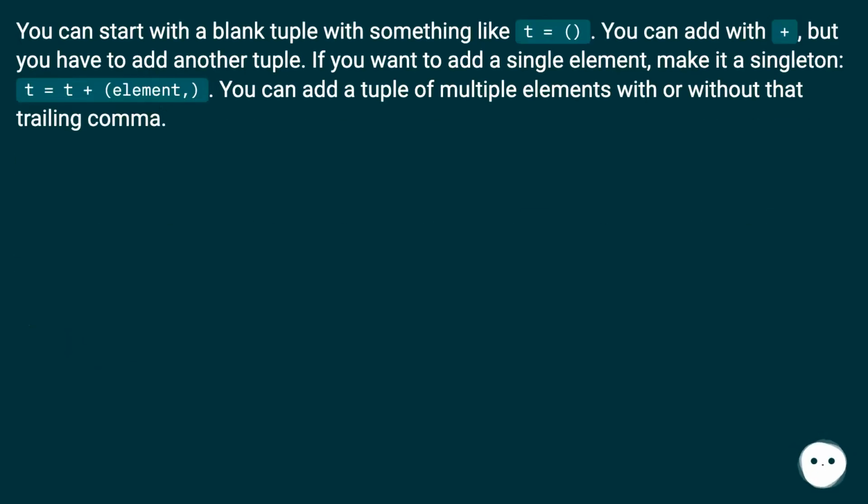You can start with a blank tuple with something like t = (). You can add with plus, but you have to add another tuple. If you want to add a single element, make it a singleton: t = t + (element,). You can add a tuple of multiple elements with or without that trailing comma.